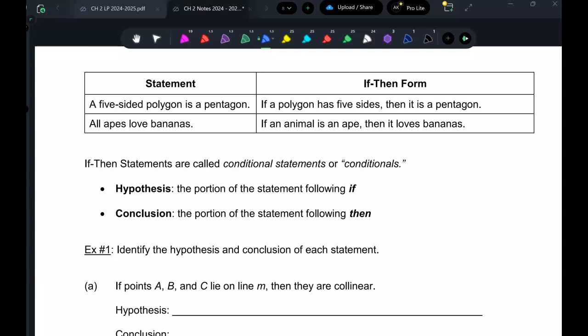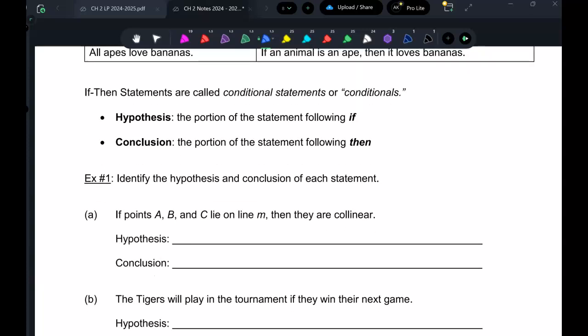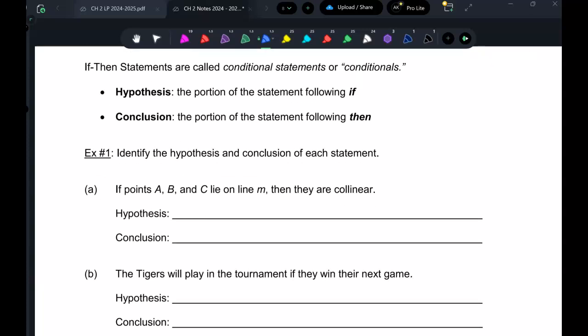So a 5-sided polygon is a pentagon. So if, what? A polygon has 5 sides. Good. If a polygon has 5 sides, then it is a pentagon. All apes love bananas. So if an animal is an ape, then it loves bananas. All right, so there are 2 parts to the if-then statement. 2 parts.